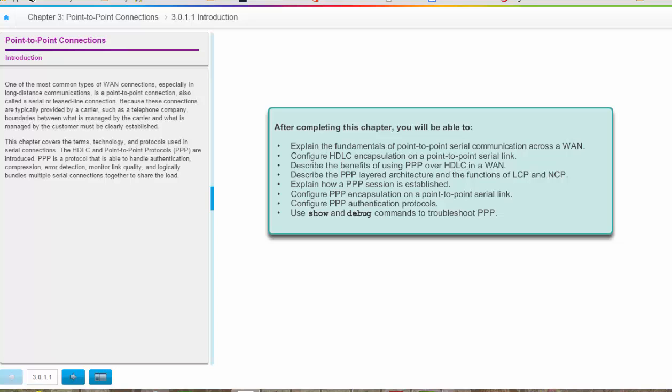We're going to configure PPP encapsulation on a point-to-point serial link. We're going to configure PPP authentication protocols and then use the show and debug commands to troubleshoot our point-to-point connections, because being able to troubleshoot is always important.